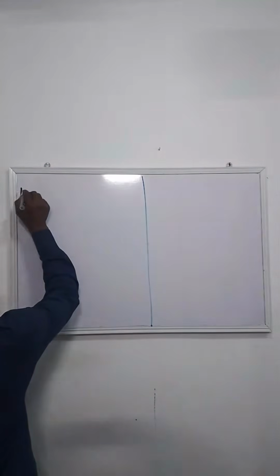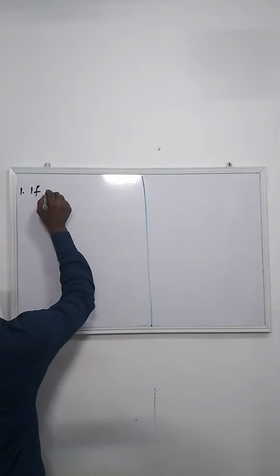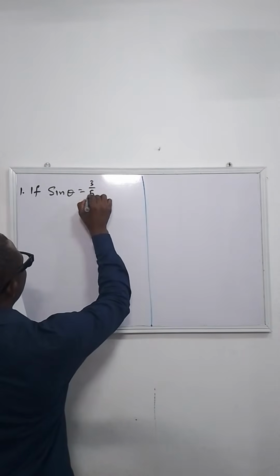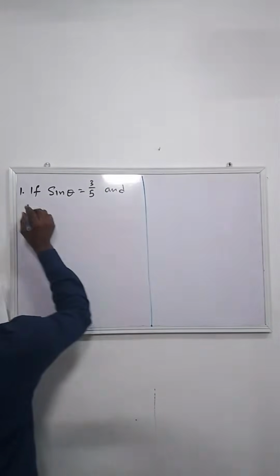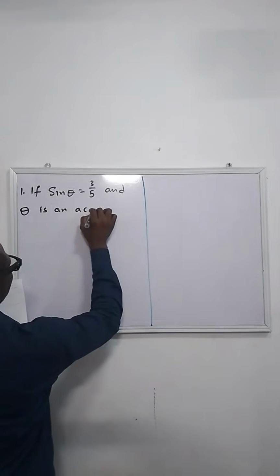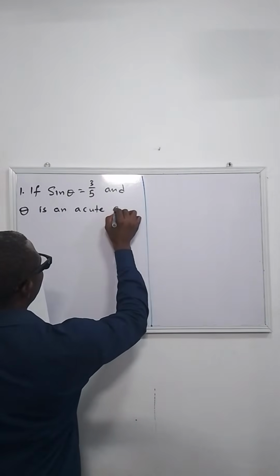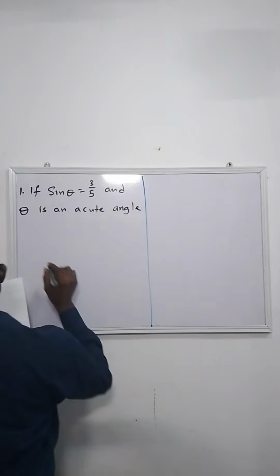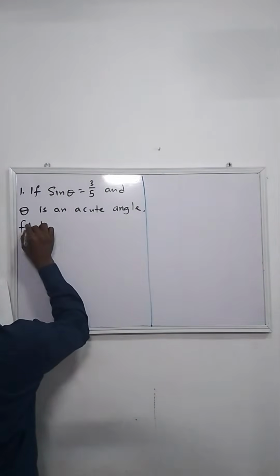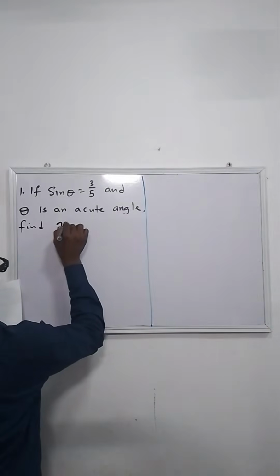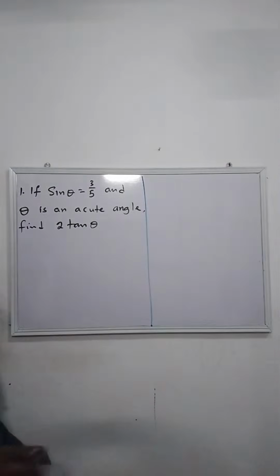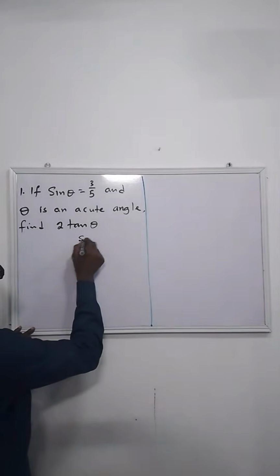And there's the first one. If sine theta equals 3/5 and theta is an acute angle, find 2 tan theta. So this is the first question. How do we do this?